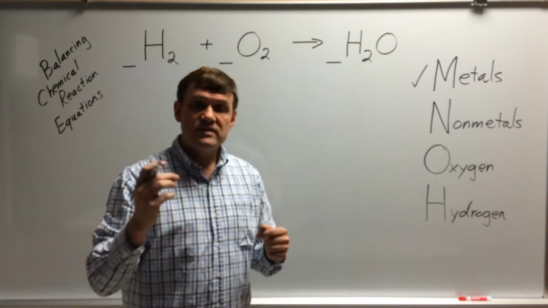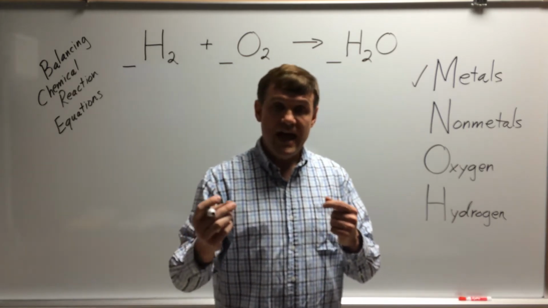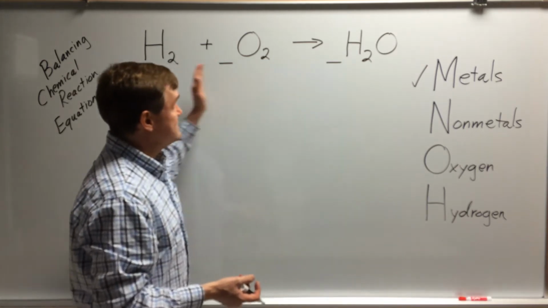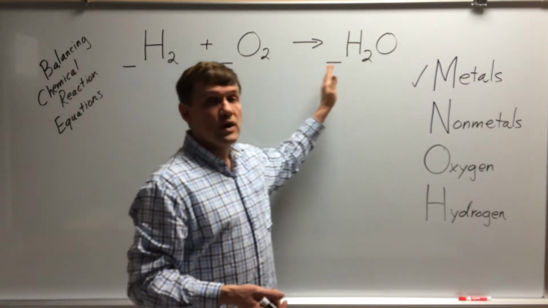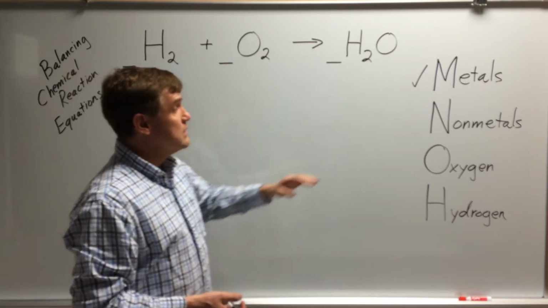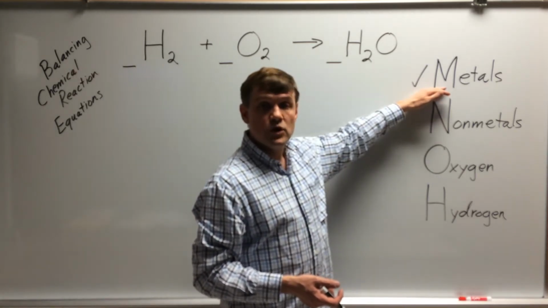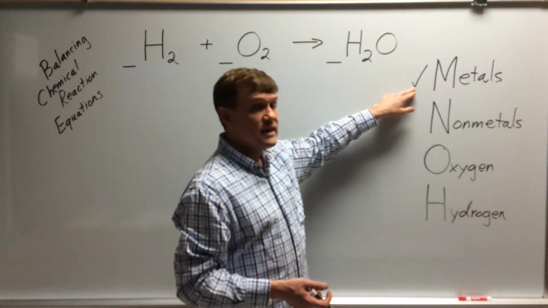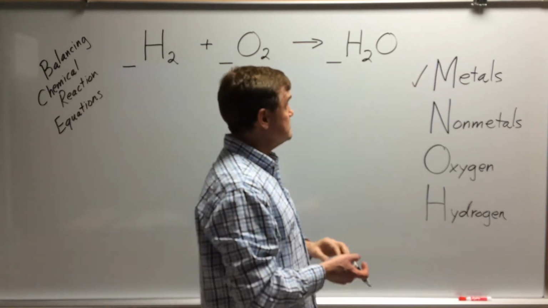That means have the same number of metal atoms on the left side of the arrow as you do on the right side of the arrow. Well, this happens to be a chemical reaction equation where we don't have any metals. So we can go ahead and put a check mark here to say that indeed they are balanced.